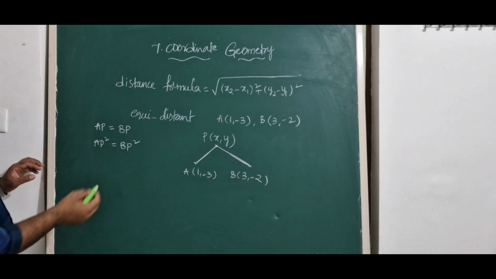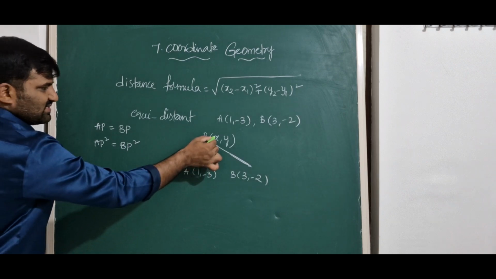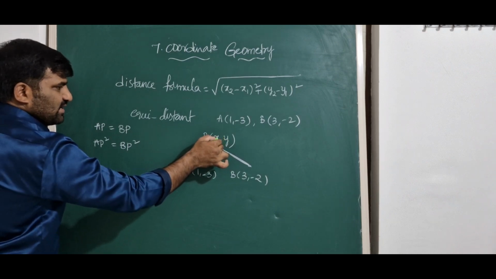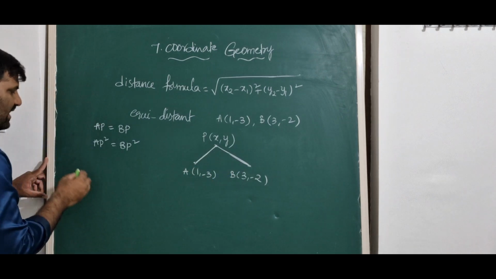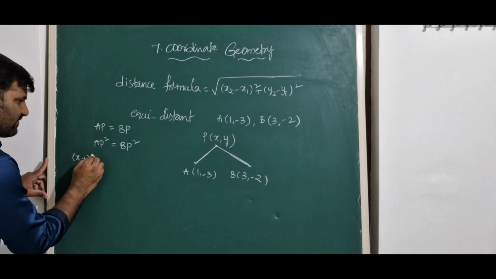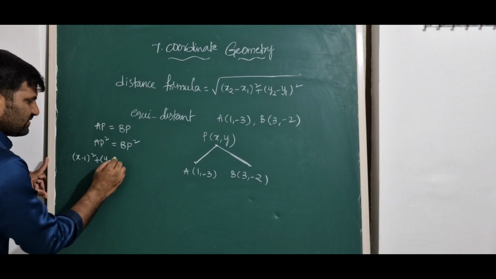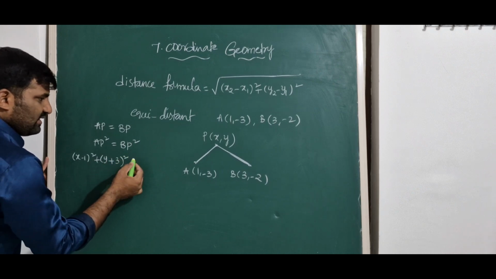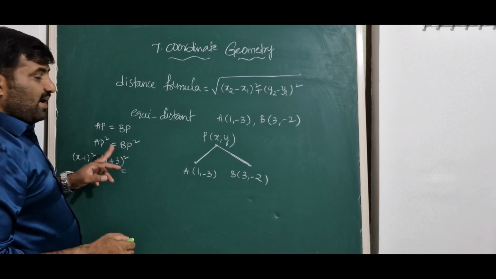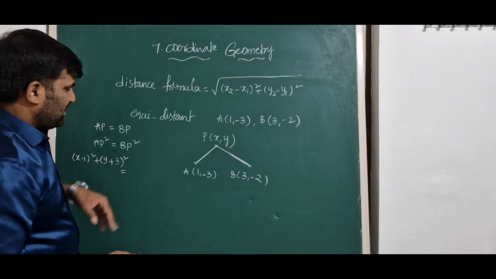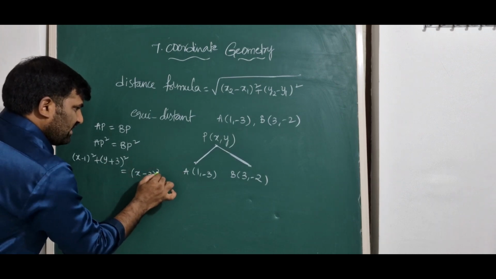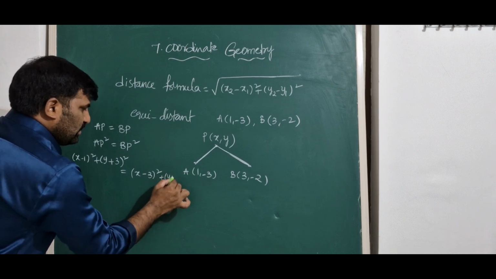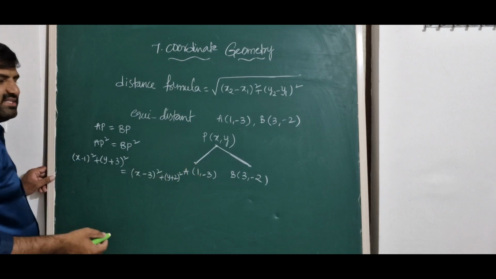After squaring on both sides, I am directly writing x2 minus x1 whole square. You can take this as x2 y2, x1 y1 in the first case, and this as x1 y1 in the second case. Directly you can write x minus 1 whole square plus y plus 3 whole square. Here y minus of minus 3 is plus 3. Same like that for the second one, x minus 3 whole square plus y plus 2 whole square. Minus of minus is plus 2.